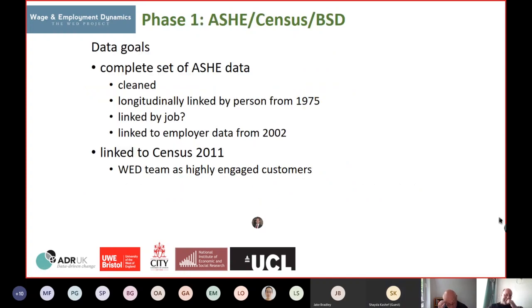So let's look at it from the data side. The data goals we've got, very specifically in this initial phase one, are a complete set of ASH data, cleaned, linked by person and job, linked to the employer data. Now that seems in a way why we're doing this, because surely ASH has been around for many years. Ultimately, this data goes back to 1975. I did my PhD in it some 30 years ago.